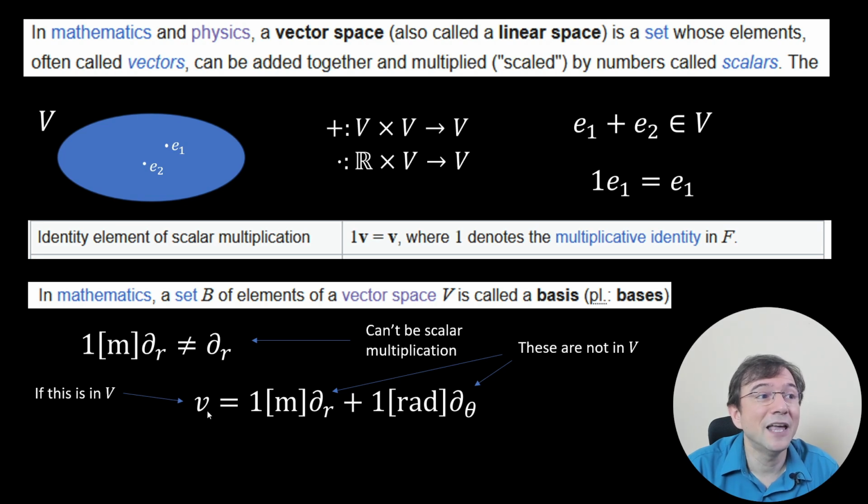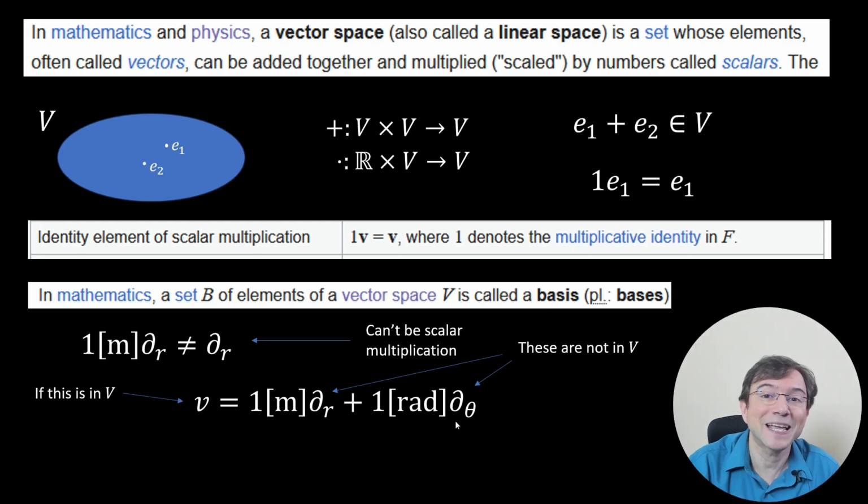So if you say that V, the whole linear combination with 1 meter, 1 radian, is an element of the vector space, then you're saying that this and this, the two things that supposedly are the bases, are not part of the vector space, and therefore they're not an element of the basis, because an element of the basis has to be an element of the vector space.